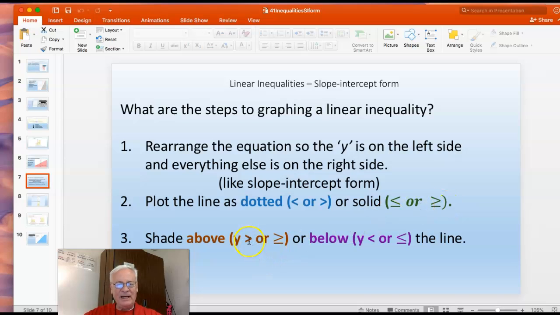And then you have to decide to shade above or below the line. Guys, if the inequality symbol is pointing away from the y, then you shade above, because that means y is greater than. You shade below if the inequality symbol is pointing toward the y. If it's pointing toward the y, you shade below the line. Okay?